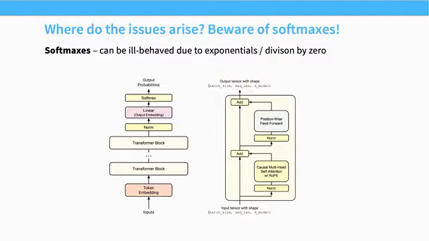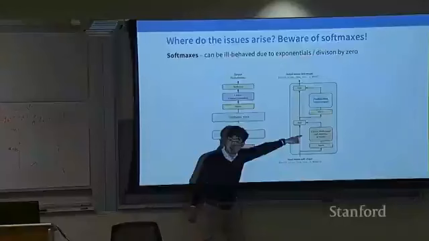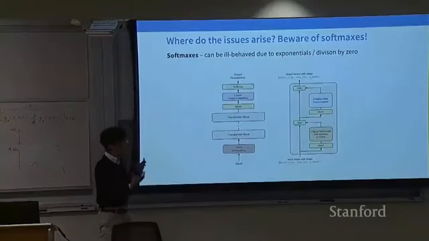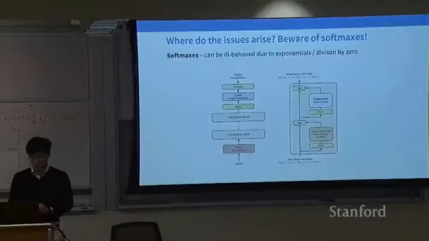And where are the softmaxes in a language model? Well, there are two of them. There's one on the output side, when we output our probability distribution. And then in attention, when we normalize the attention, there's going to be another softmax, right? So we can think of both of those as really danger zones for our model, especially the attention.